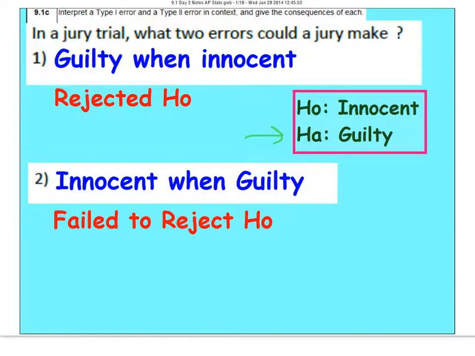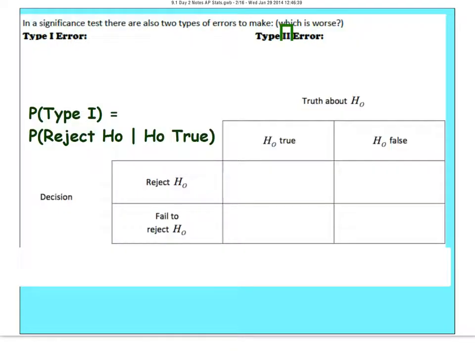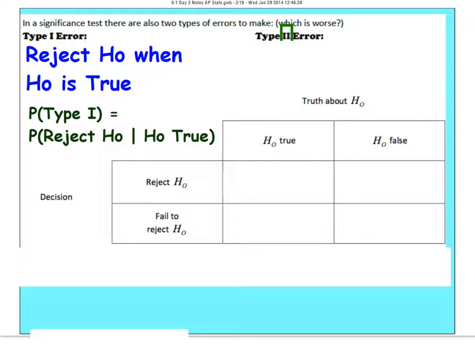There's a specific definition for each of these two types of errors. Let's talk about them. The two types have names. There's type 1 and there's type 2. A type 1 error is this. It happens when we reject H sub O when H sub O was actually a true statement. So in terms of probability, what's the probability of a type 1? Well, what's the probability I reject H sub O given that H sub O was true? That's the definition of a type 1 error, and this is the probability of a type 1.